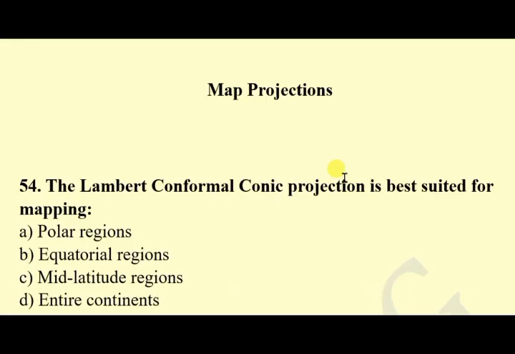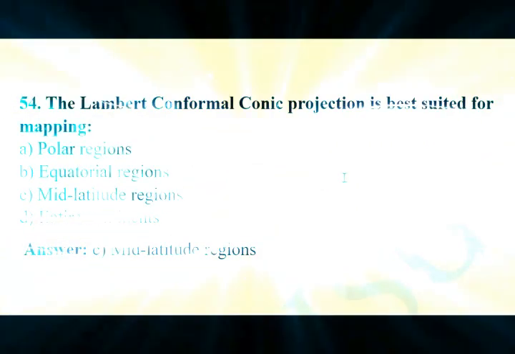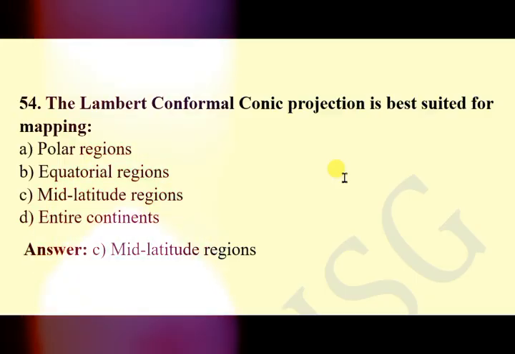Now the question category map projections. Question number 54. The Lambert conformal conic projection is best suited for mapping polar regions, equatorial regions, mid-latitude regions, entire continents. So the right answer will be mid-latitude regions.